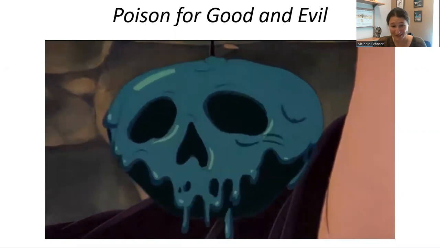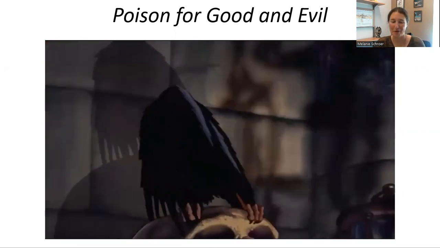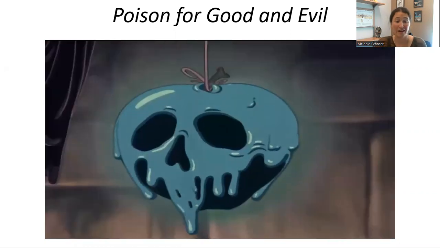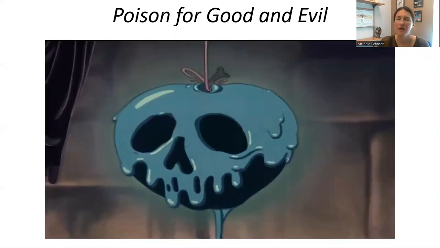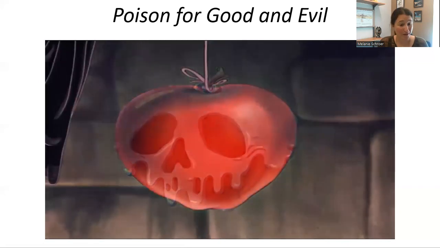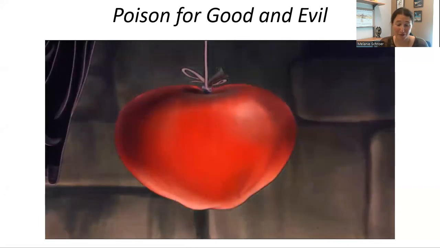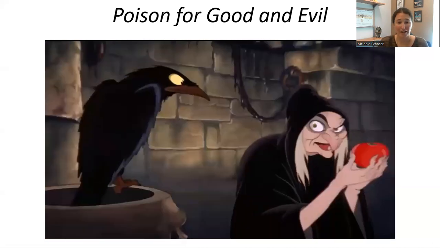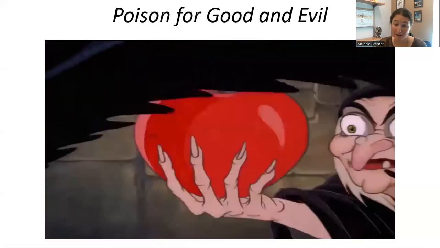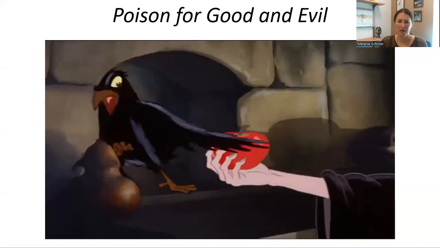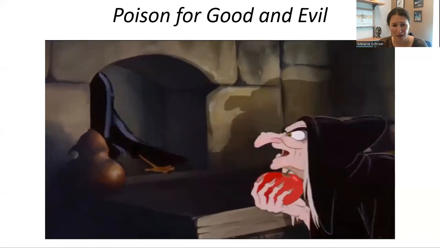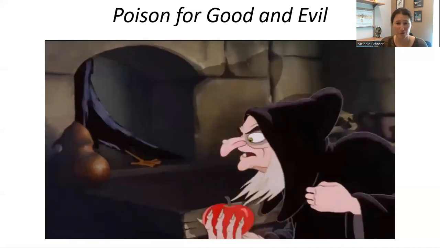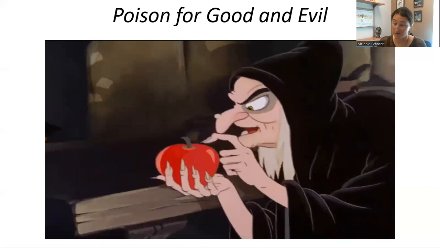What's playing on the screen right now is a clip from what I first remember as my first perceptions of poisons. Of course, this is a clip from Snow White and the Seven Dwarfs. This poisoned apple is being created to essentially hurt the protagonist. And so there's this malevolent motivation behind this action. And so very early on, I came to associate poison with evil.